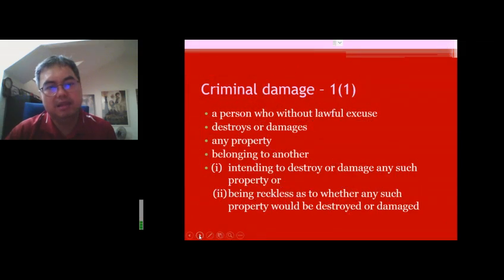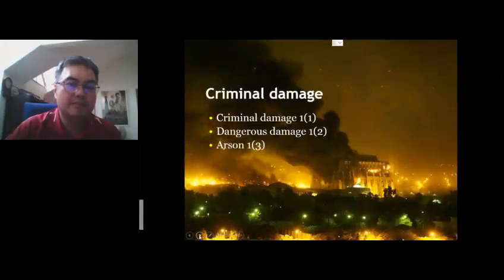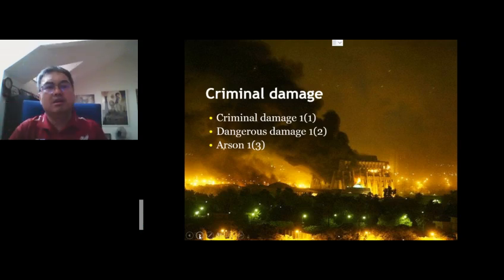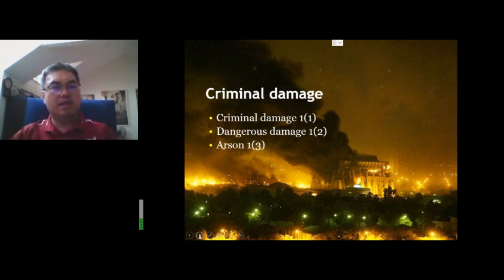Right. So that's the actus reus for section 1, subsection 1. The mens rea, as we have seen earlier on, is pretty straightforward. It's intention to cause the damage or destruction. So the person intended to do that, or the person was reckless as to whether damage or destruction was caused.